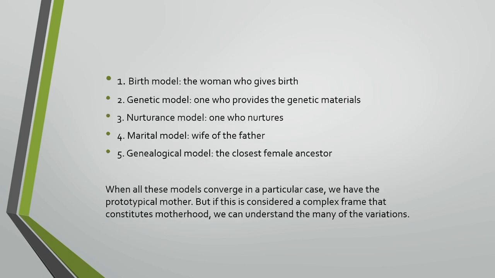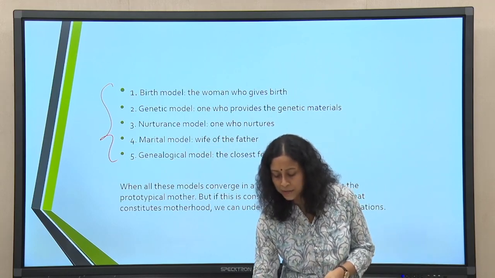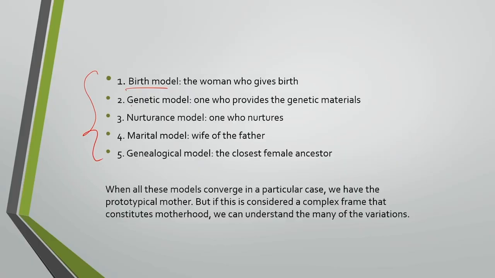So here George Lakoff has a solution, and he gives five models of how we can place the different kinds of mothers within the larger concept of the category mother. So, one is the birth model, which is the simple straightforward, who gives birth. Then there is the genetic model, the person who provides the genetic material is the mother. Similarly, you can also think of the nurturance model, even if the person has not given birth or doesn't give the genetic material, but nurtures the child, is also called the mother. Then there is a marital model, the mother is the wife of your father, which sometimes may not happen, but sometimes it does. And then the genealogical model, that is the closest female ancestor.